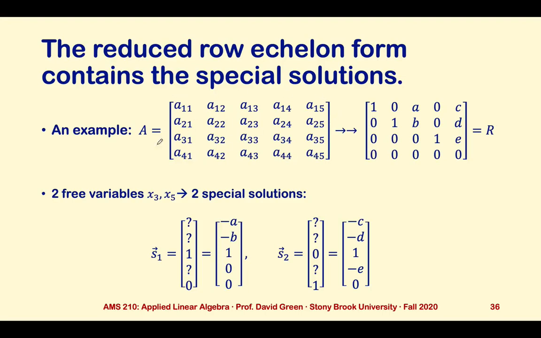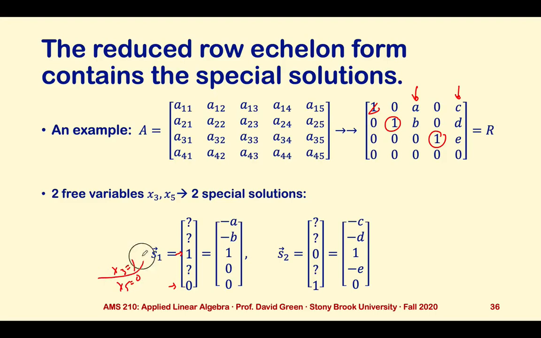Imagine that we started with a 4x5 matrix, and after performing Gaussian elimination, we had a reduced row echelon form that looked like this. We have pivots in 3 positions. Once again, this means we have 2 free variables. Our free variables are x3 and x5. We have 2 special solutions to match 2 free variables. For the first one, we set x3 equals 1 and x5 equals 0. Set up our vector for our special solution here.